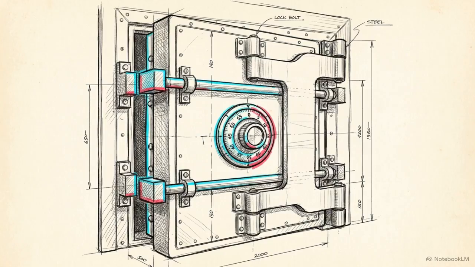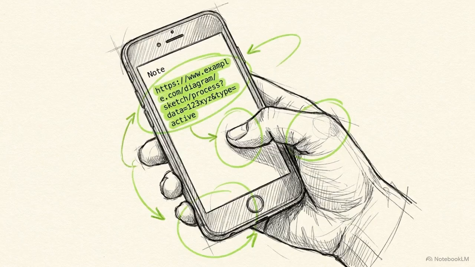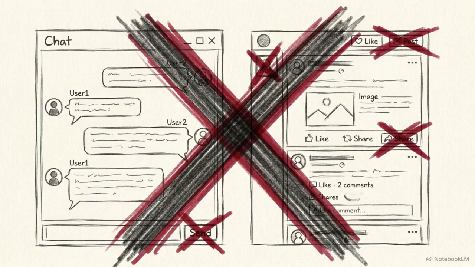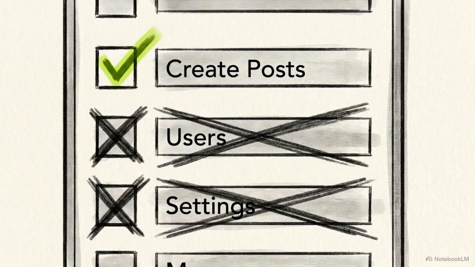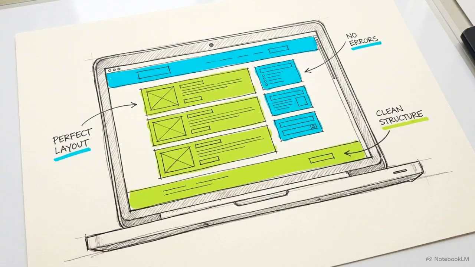Treat this specific URL with the same security as a bank password. Anyone with this link can execute commands on your site, so never share it publicly or paste it where others can see it. By setting these rigid digital boundaries, you give the AI the exact tools it needs to work autonomously, without giving it the power to accidentally break your site's infrastructure.